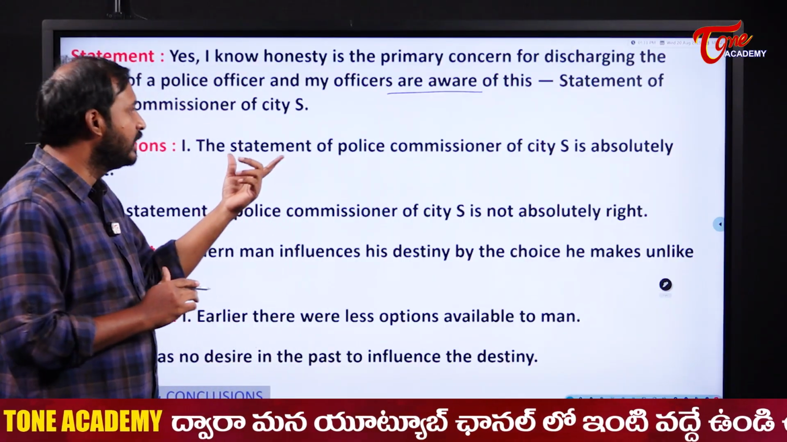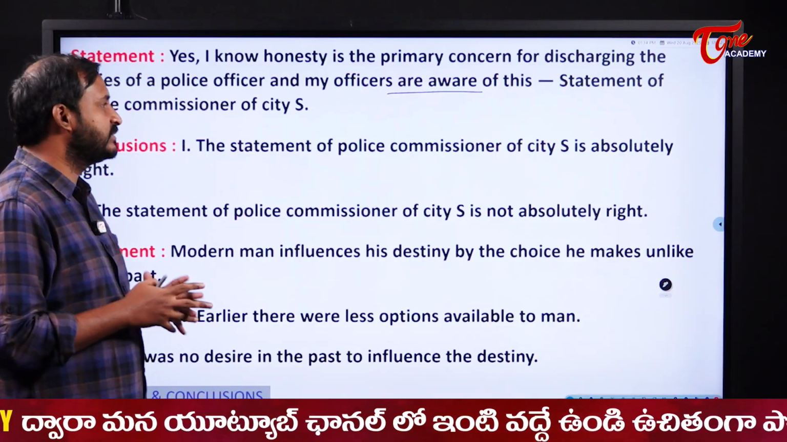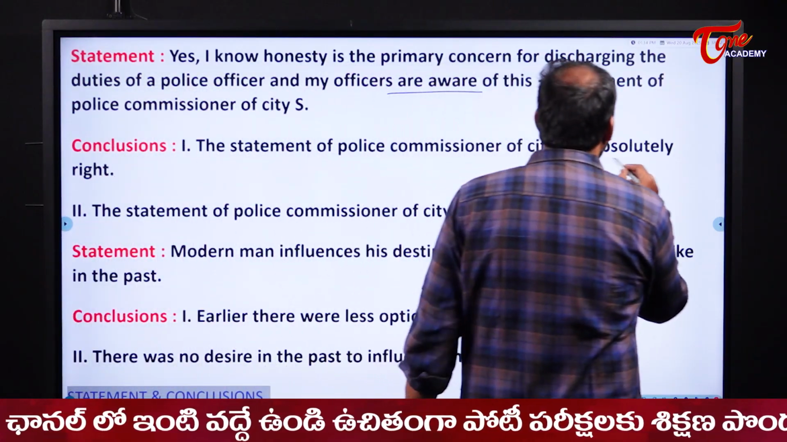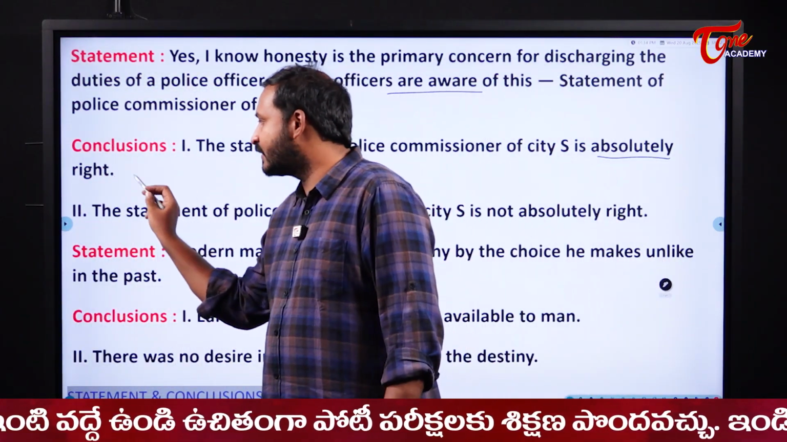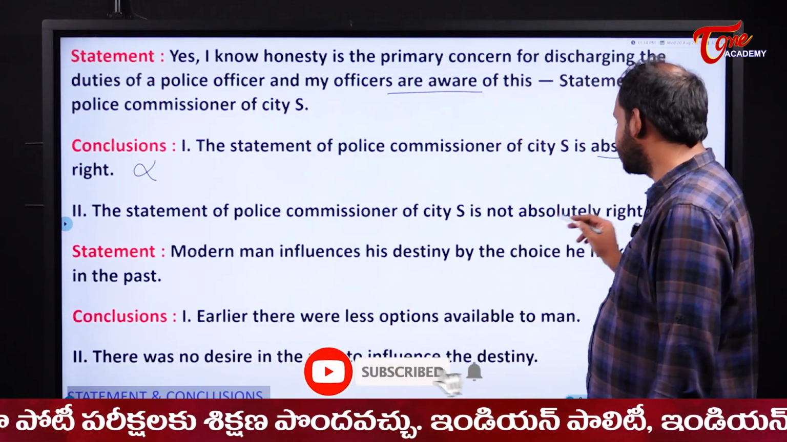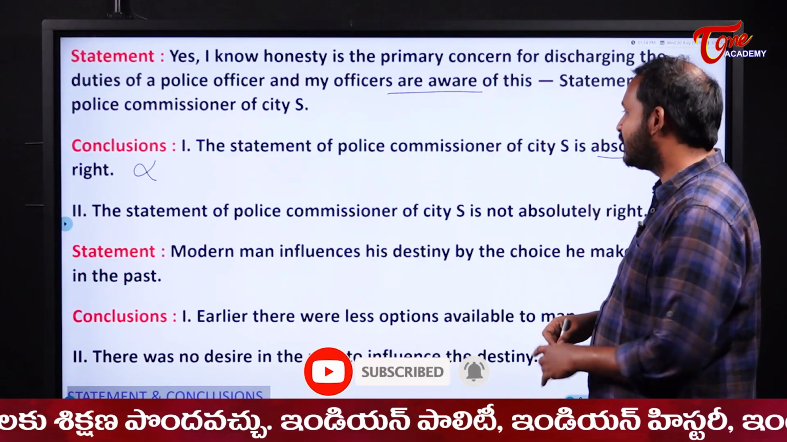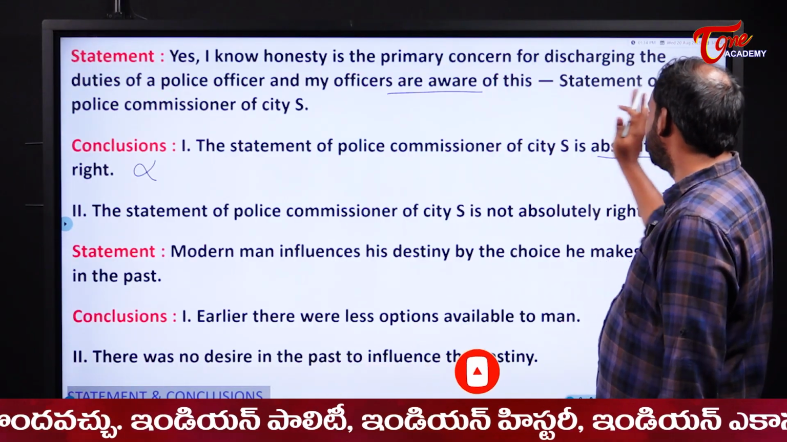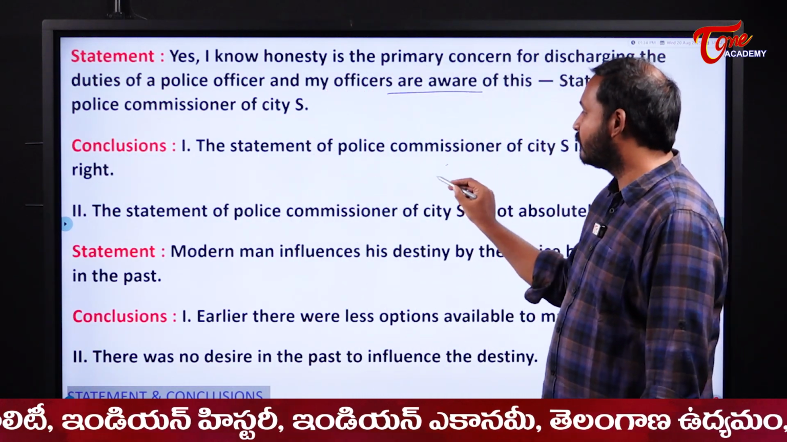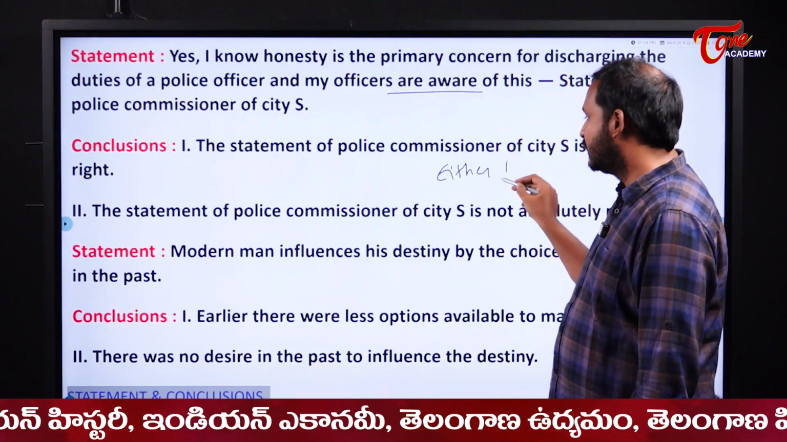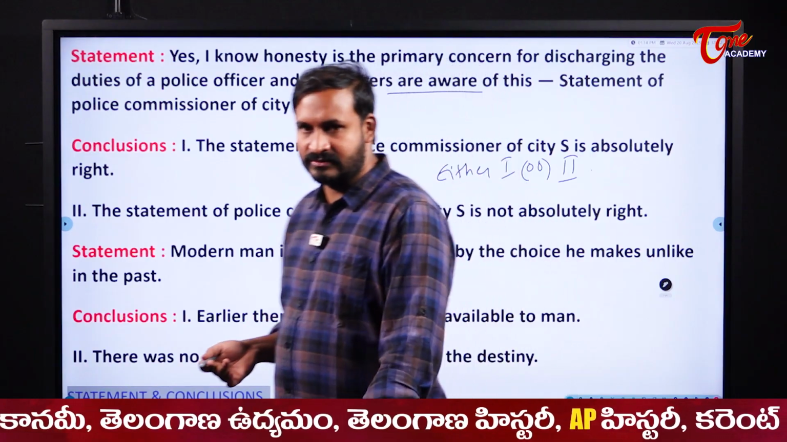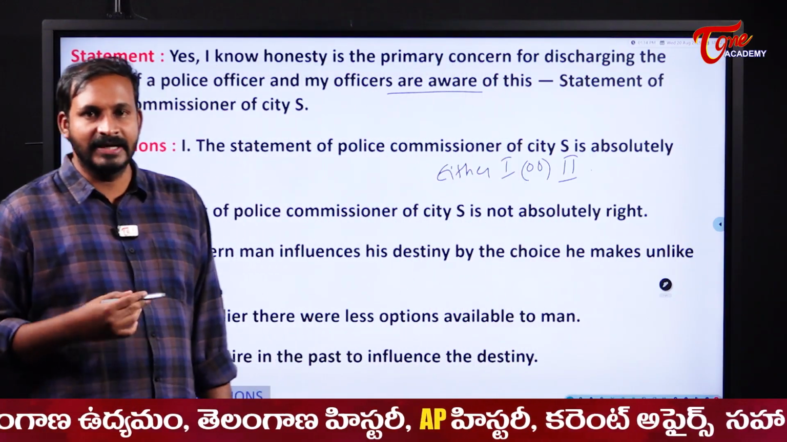Now, the statement of the Police Commissioner of City S is absolutely right. See here students, absolutely right. It may or may not be. Why? Because that is the perspective of a person, so that is wrong. Next, the statement of the Police Commissioner of City S is not absolutely right. See here, this one is also not correct. So, what will happen for me here? Either or will apply. That means he might have told correct or he might have told wrong. Only two things will be there.